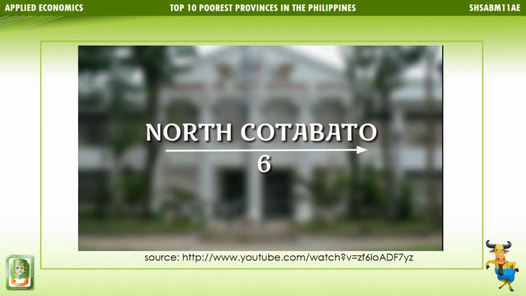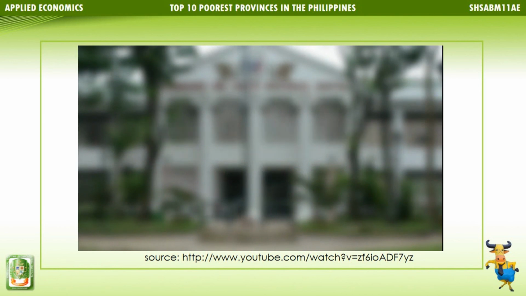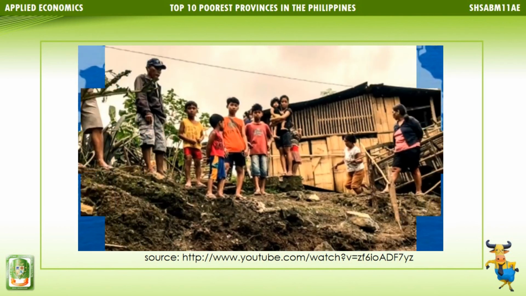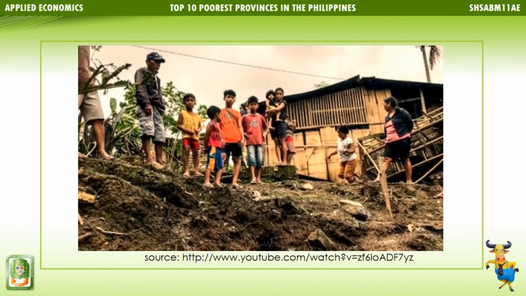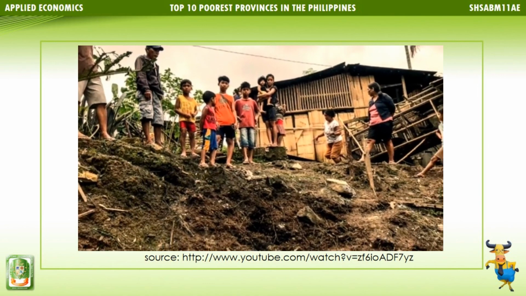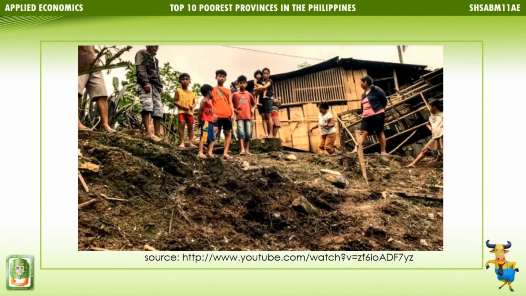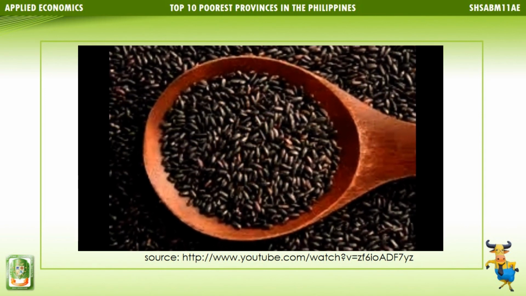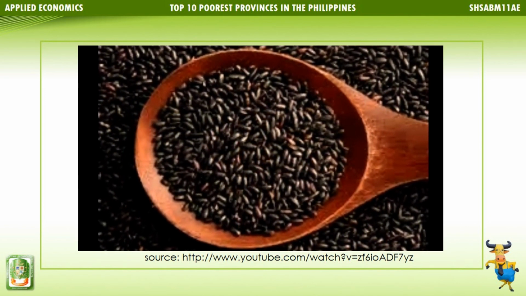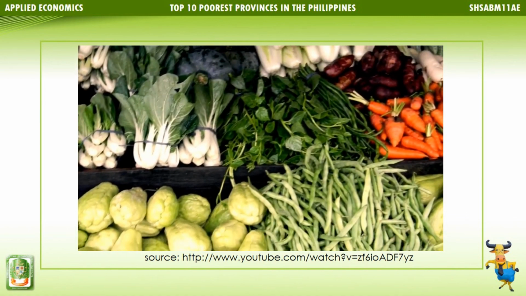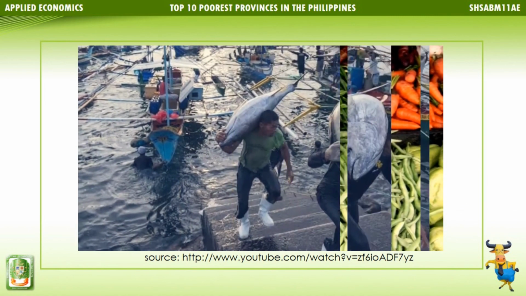Number 6. North Cotabato. North Cotabato is also a part of Soccsksargen region and is located in the middle of Mindanao. With a 44.8% rate of poverty incidence, this province is a new member of the poorest provinces in the Philippines. Roman Catholicism is the major religion in this province. Cotabato is considered as Mindanao's food basket. It is a major producer of cereals, tropical fruits, vegetables, sugarcane, coconut, coffee, freshwater fish and livestock.